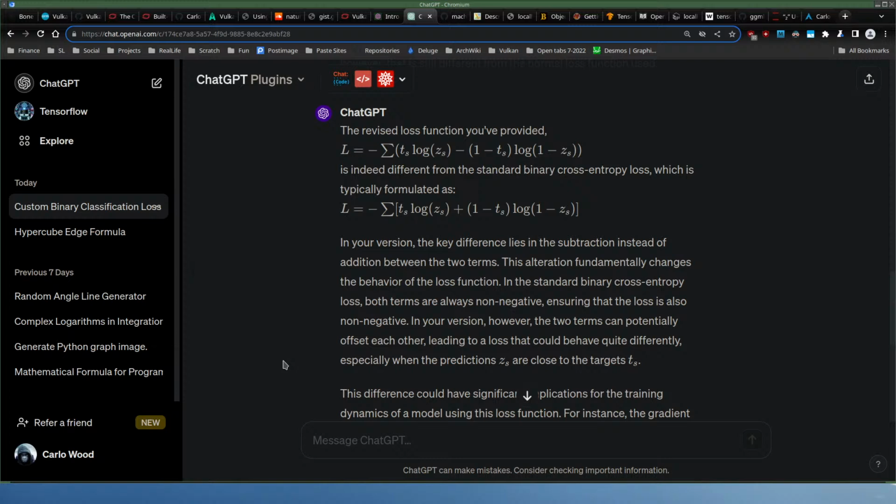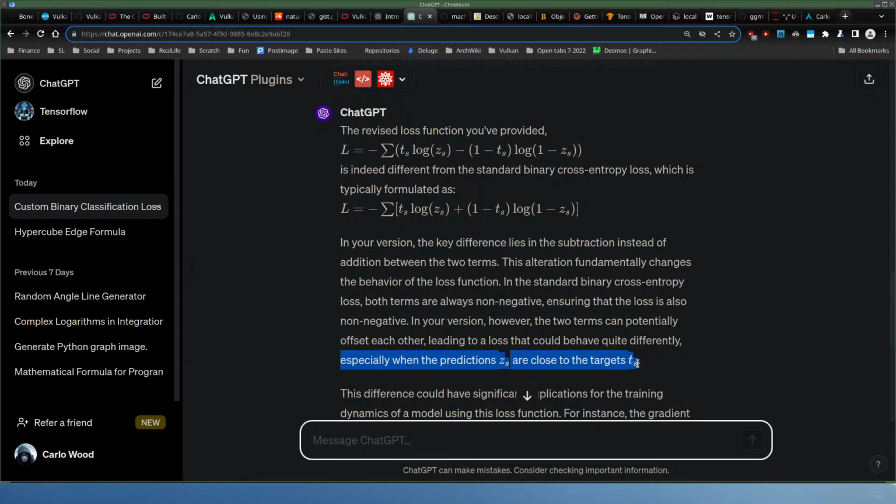So, bullshit remark here. Makes no sense whatsoever. I would say the opposite. If it's close to t, so t here is 0, z is 0, then you take the log of 1, which is 0. 0 minus 0 is 0, and 0 plus 0 is also 0, so no.